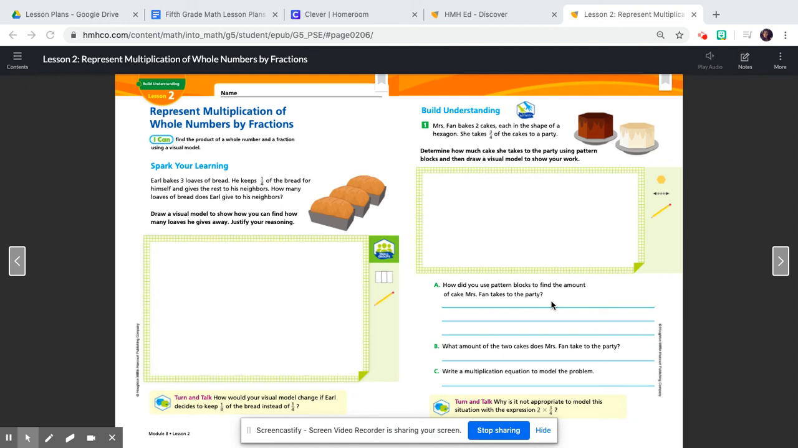Boys and girls. Today we're on lesson 2. We're representing multiplication of whole numbers by fractions. So over here, we're going to start on page 186, not page 185. So on number 1, build understanding.